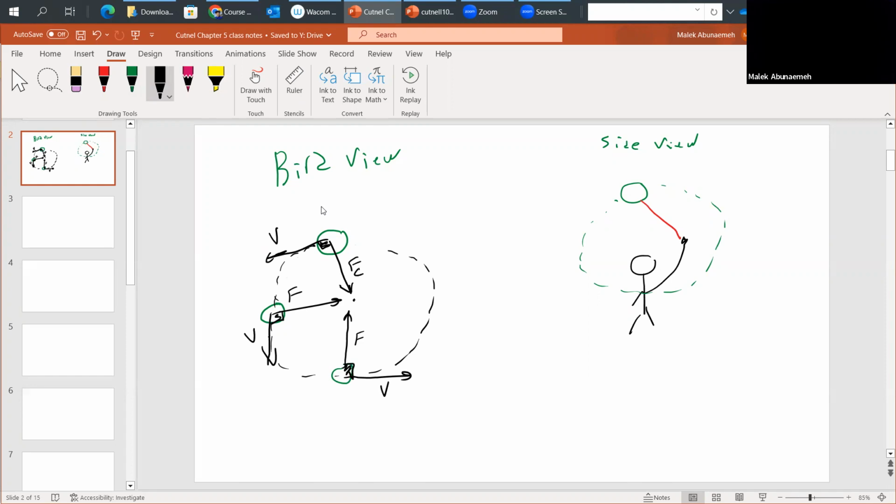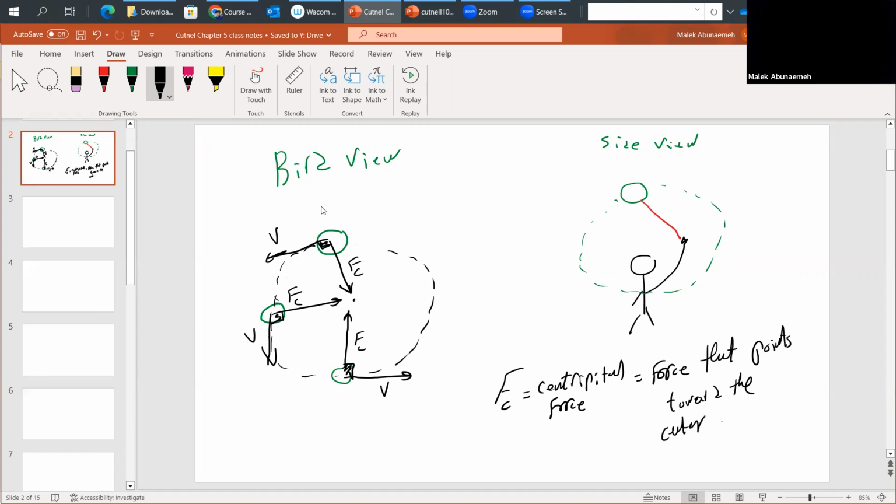Now, this force going in is going to be called your centripetal force, and we're going to give it FC. So your centripetal force is a force that points towards the center of the circle.